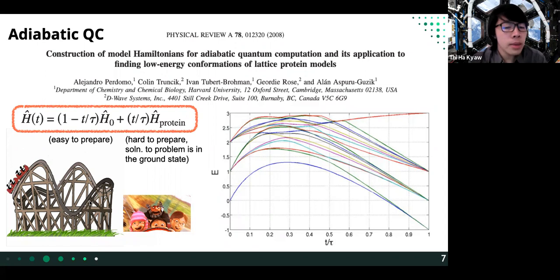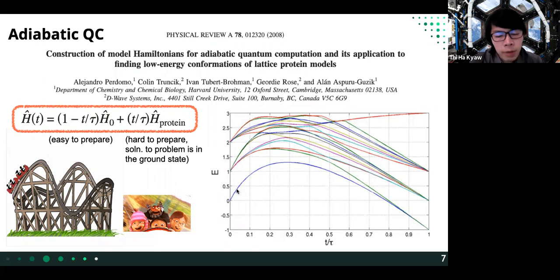Why do I keep showing this roller coaster figure? Because normally with this type of adiabatic quantum computation, the evolution has to be extremely slow. Sometimes it can be very slow. Again, it depends on the problem that you have, and there are a lot of technical details involved. The time scale over which you have to evolve the quantum system is dictated by the energy gap.